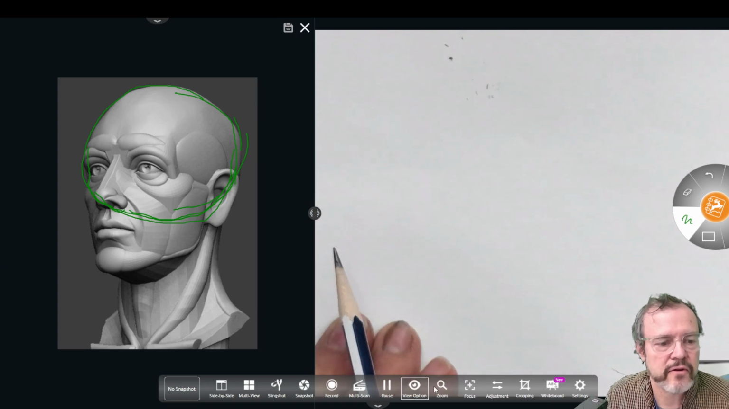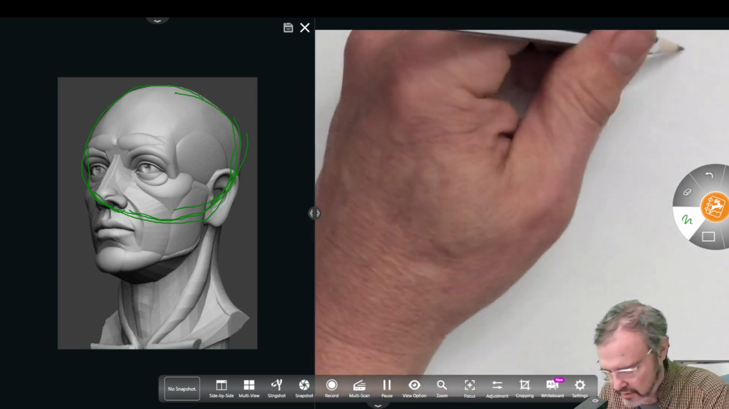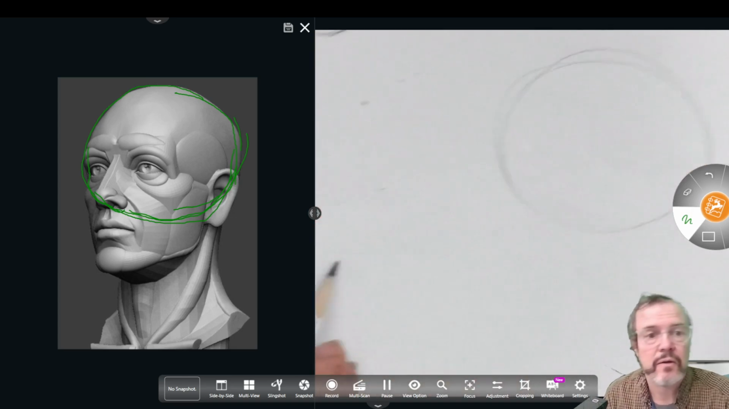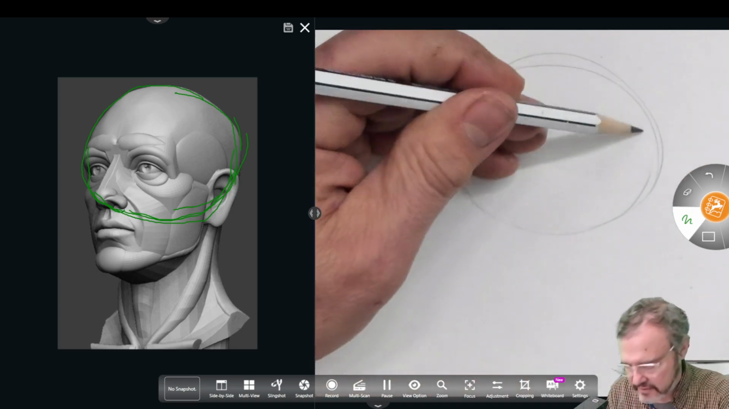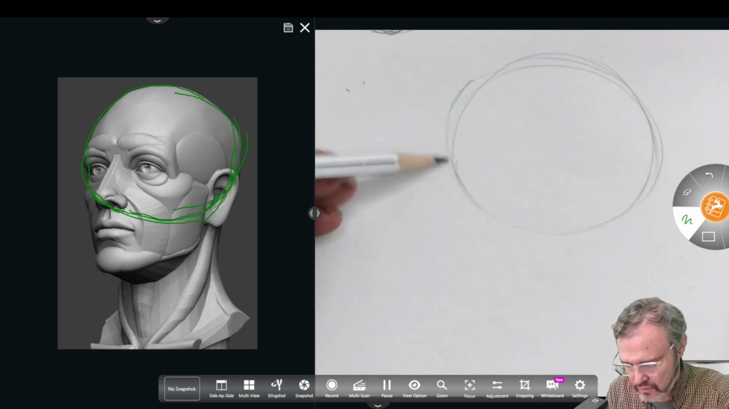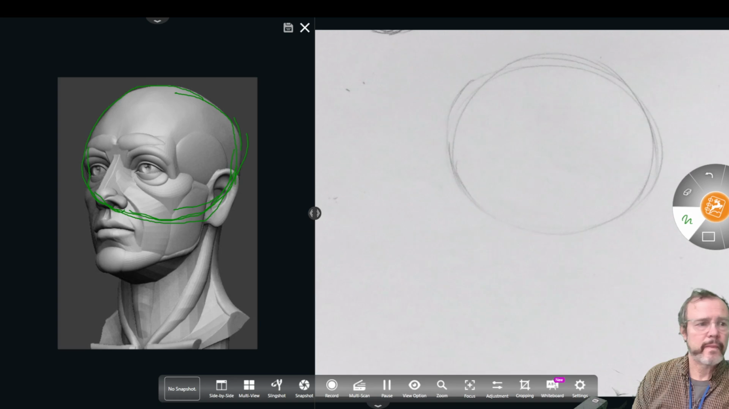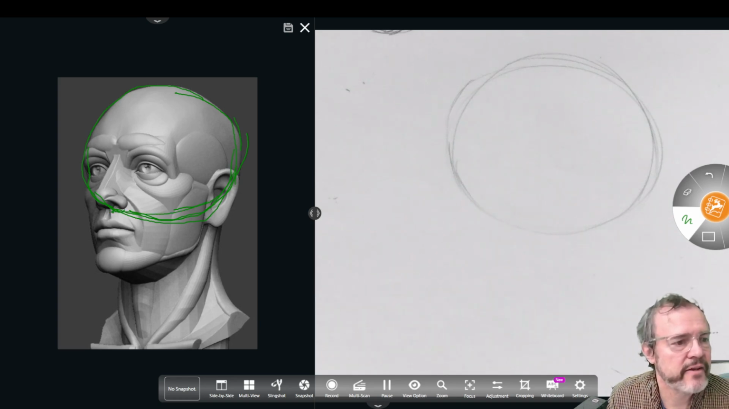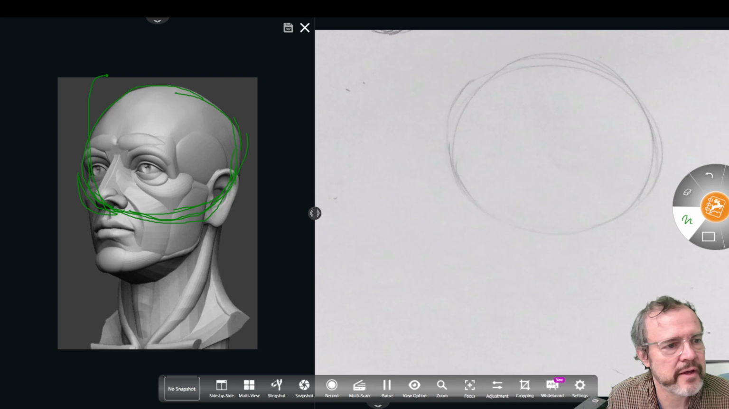So we can start drawing now. We're going to draw something like this. It may not actually be tipped quite that much, because the cranium on this side is going to come down a little more.